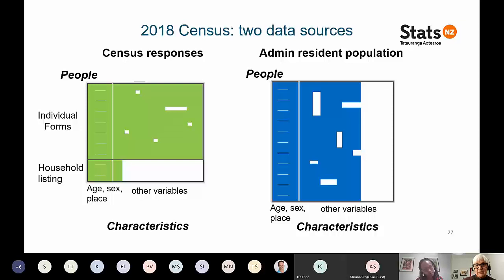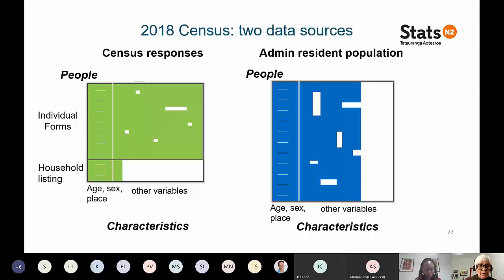And on the other side in the blue, we had our administrative resident population. So, in fact, a more complete list of people. We have an age and the sex and a location where they live for nearly all of them, and we have some other variables about those people that we've been able to bring together from the administrative data sources in the IDI.